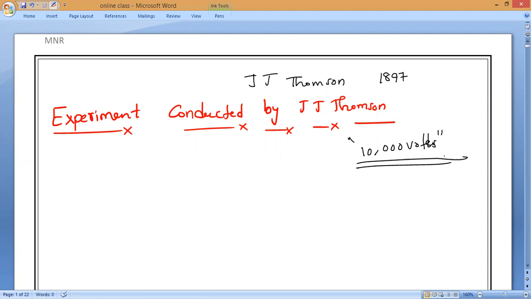What he did was connect these electrodes. We have two electrodes, one positive and one negative, the anode and the cathode, to a source of very, very high voltage. An induction coil or any other source of high voltage was used for this purpose. Basically, we cannot create this with household current. Clear?